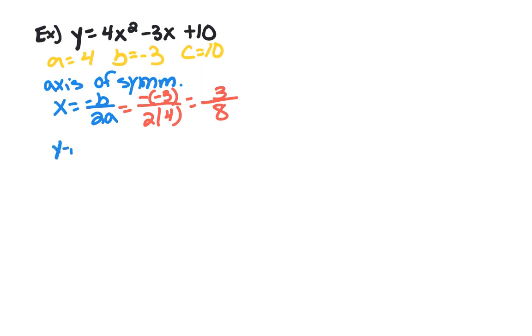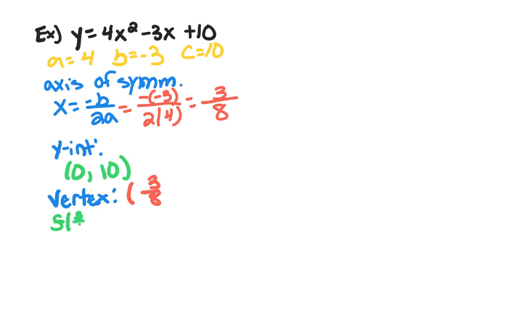Okay, we're going to find our y-intercept. So if you recall in our last slide, I told you that it's just your c value. So that would be (0, 10), because 10 is our c value. And now we are going to find our vertex. We already know that the x value is 3 over 8. So now we're going to plug in f of 3 over 8. So this f of means every time I see an x, I'm going to substitute that value in. So this is going to be 4 parentheses 3 over 8 squared minus 3 parentheses 3 over 8 plus 10.